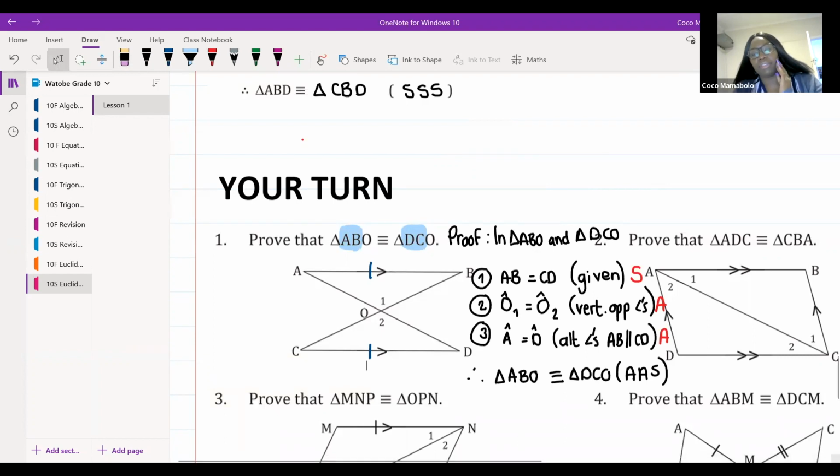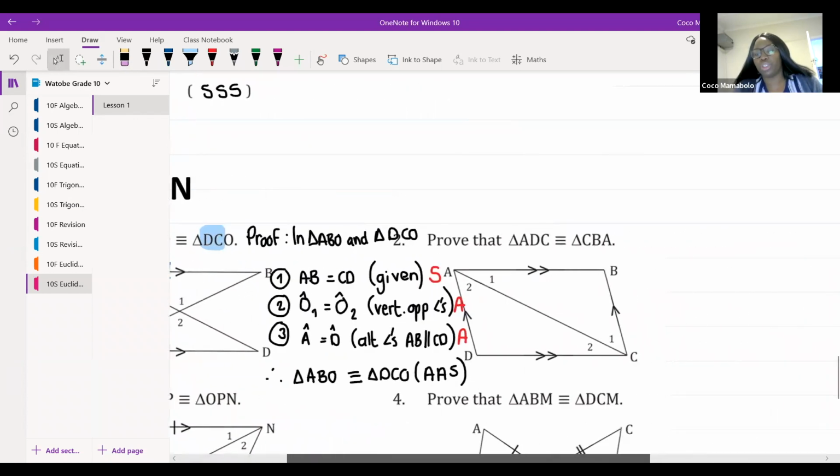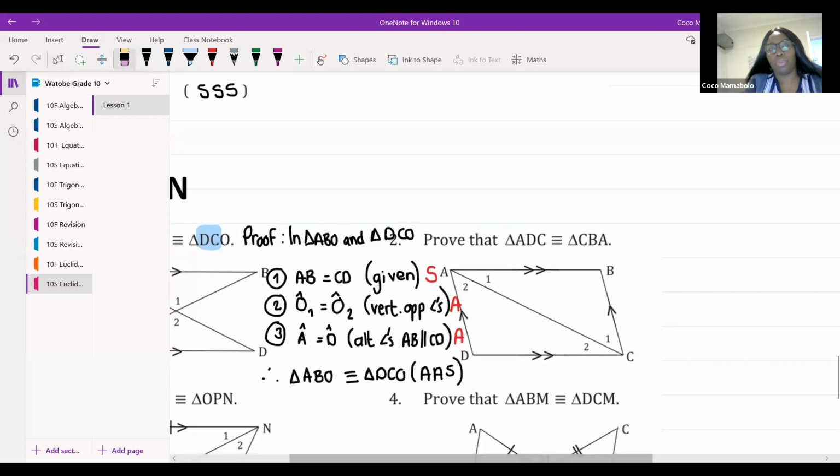Okay, let's have a look at number 2. Okay, Tiana's like 8 out of 10. I'm going to give you an opportunity to do another one. Here we go. Okay, we're doing this one. Number 2 says, prove that triangle ABC is congruent to triangle CBA. Make sure, guys, that your reasoning makes sense.